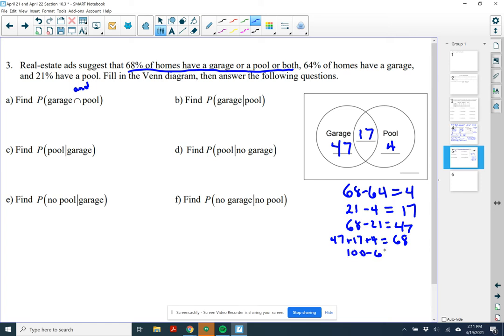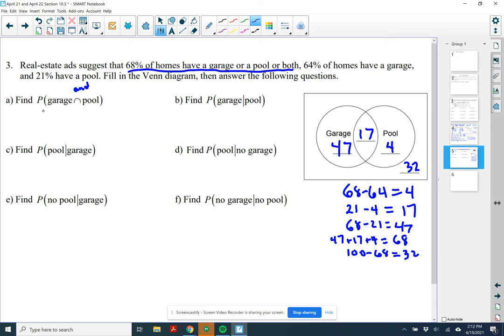100 take away 68, because we're talking percentages here. 100% take away 68% gets me that 32% do not have a garage and they do not have a pool. No garage, no pool. All right, so the first thing we had to do was fill out the Venn diagram. We've got that. Make sure you're happy with those numbers and understand where they come from.